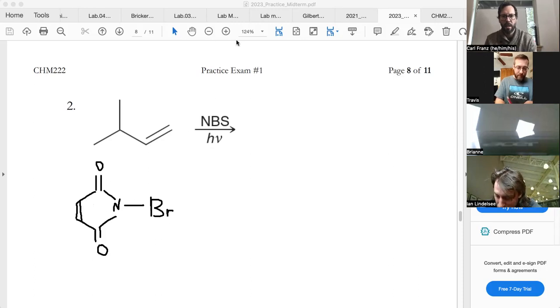That's NBS. And remember, with free radicals, we draw the fish hook, right? Just a one-sided arrow to show one electron moving, not both of them. So then this is propagation. Well, this would be initiation. Oh yeah, that's what I mean.